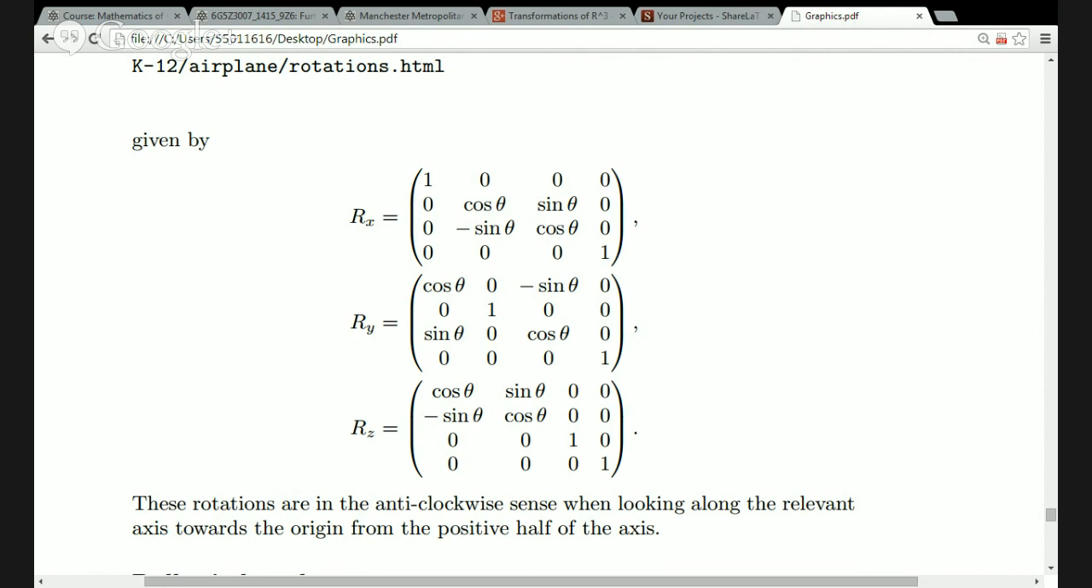Okay, but that's fine for those standard types of rotation. But those aren't all the rotations that there are. We need to be able to work out how to describe a rotation about any axis whatsoever.